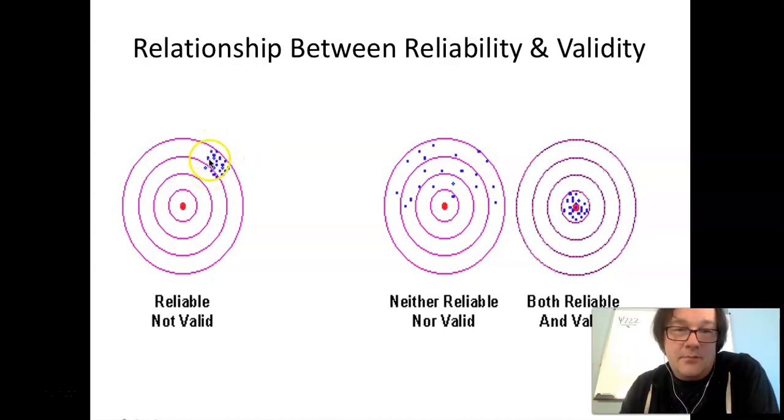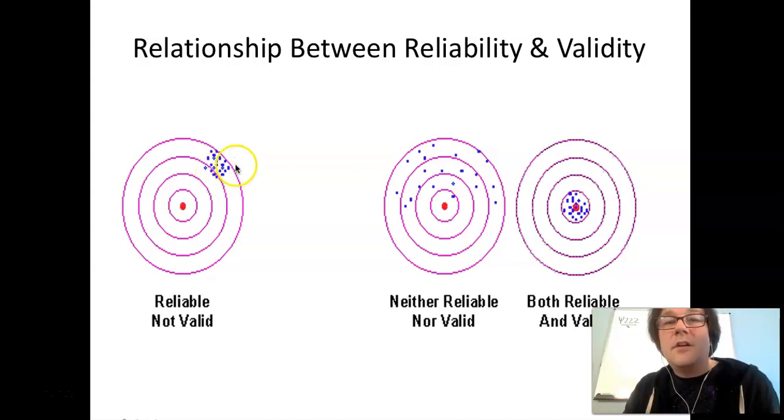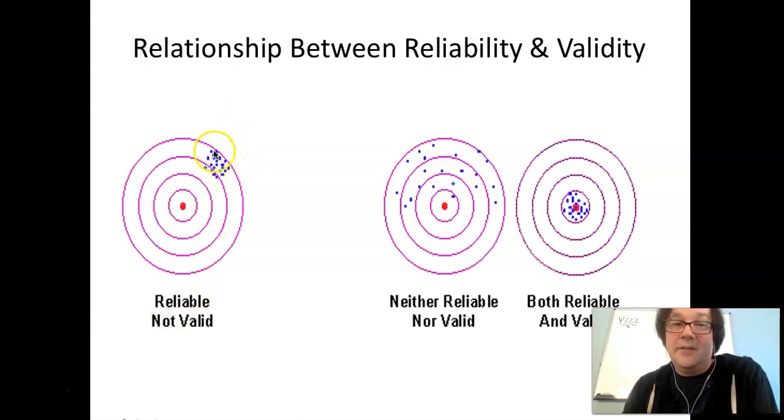But take a look at them. They're actually pretty close together. All of those scores are clumped together. So in this case, my scale is pretty reliable. They're pretty consistent, right? I'm getting the same pattern of scores. They're just not what I say they are. They're reliable, but they're not valid. They're consistently bad, essentially, right?